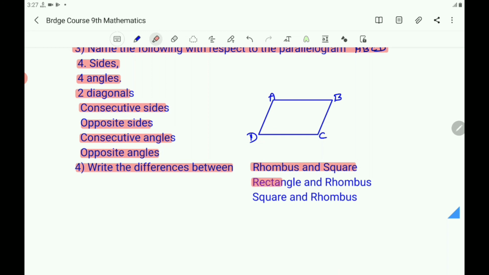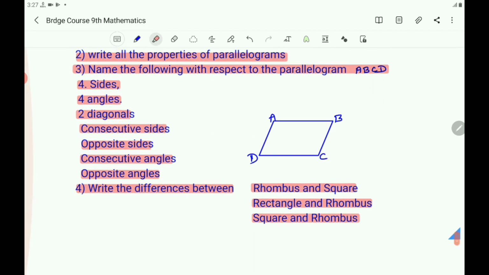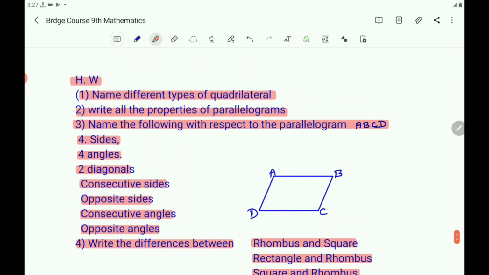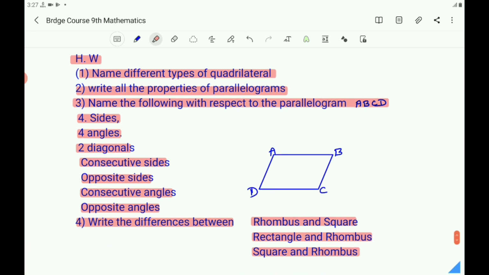Write the differences between rectangle and rhombus. Write the differences between square and rhombus. Children, listen to this bridge course lesson carefully, and then you can write the answers to the given questions.